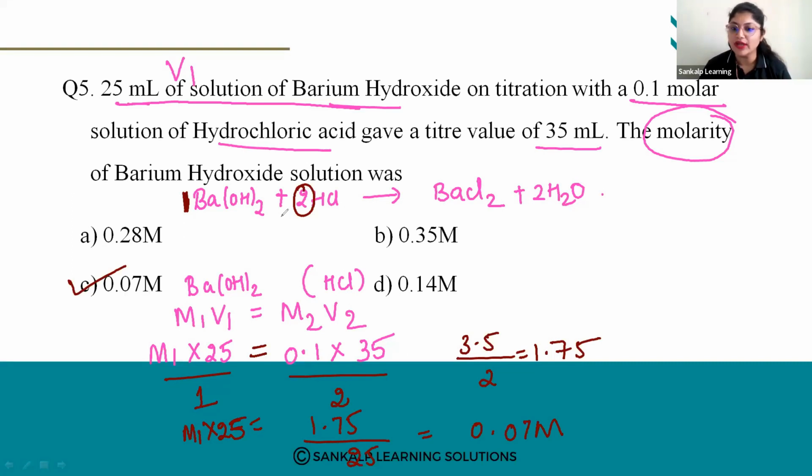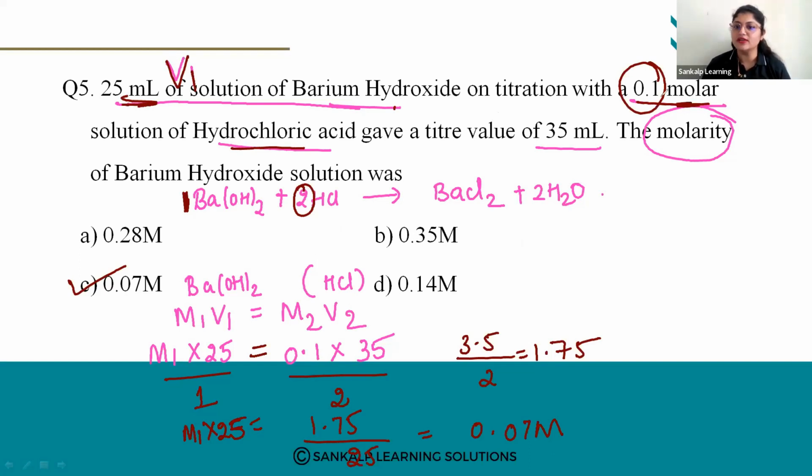Whenever molarity is asked, we have to use M1V1 equals M2V2. Now, what are all the given entities that you have to write here? So you have V1. What is V1? This is the volume of barium hydroxide. This is M1, molarity. Molarity M1, molar. Molar means what?